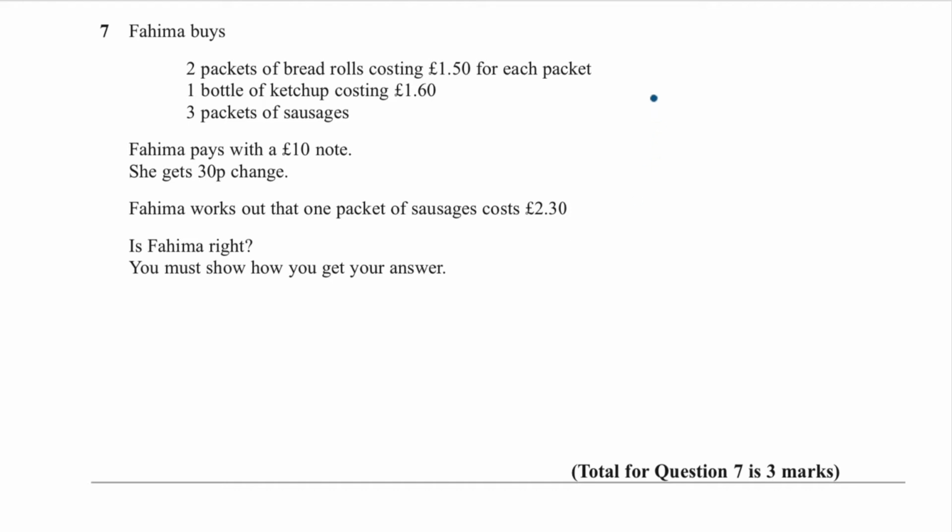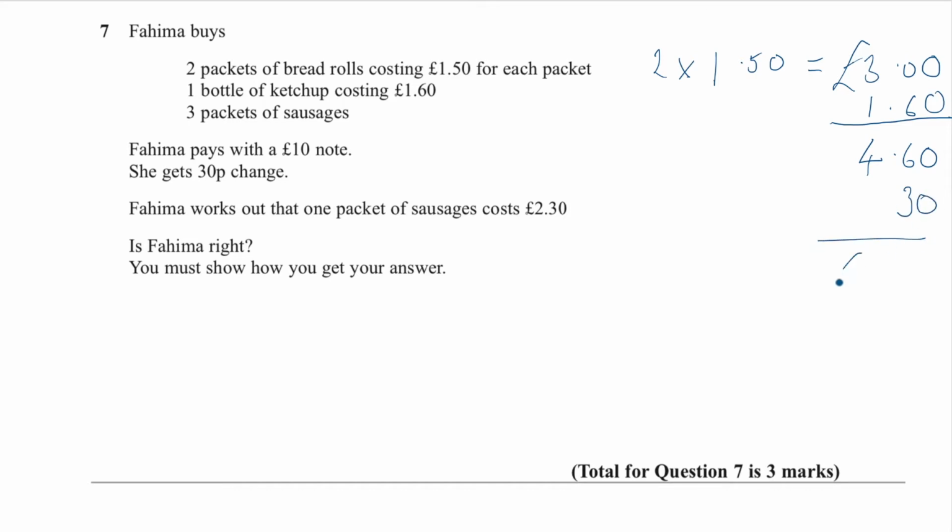Well, let's see what we know that she spent. 2 packets of bread rolls costing £1.50 for each packet. So 2 lots of £1.50 is, of course, £3. The ketchup was £1.60. So we know that she has spent £4.60 on the bread rolls and the ketchup. Now, she had a £10 note and she got 30 pence change. So if we add that 30p onto there, that comes to £4.90. So the amount that she spent on sausages is £10 take away £4.90, which is £5.10.